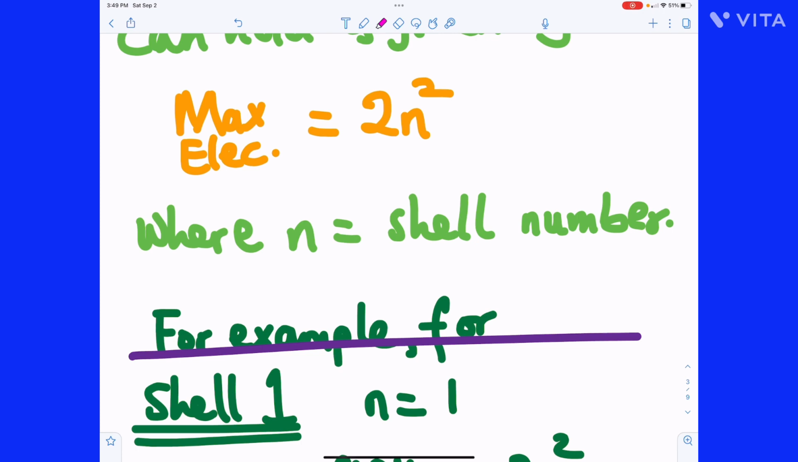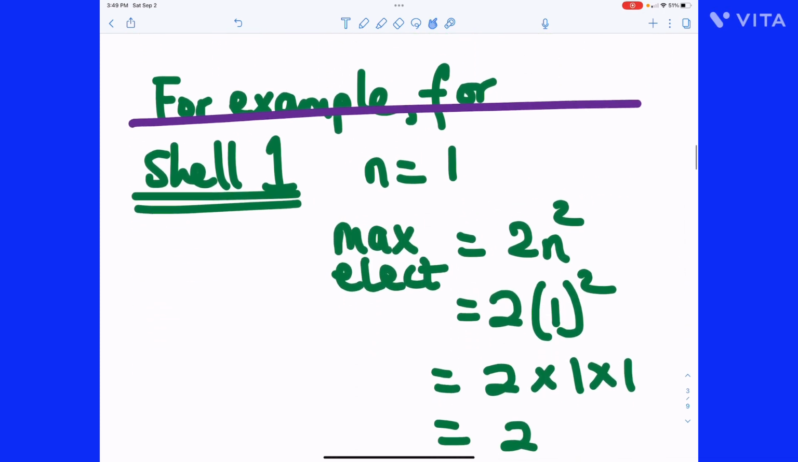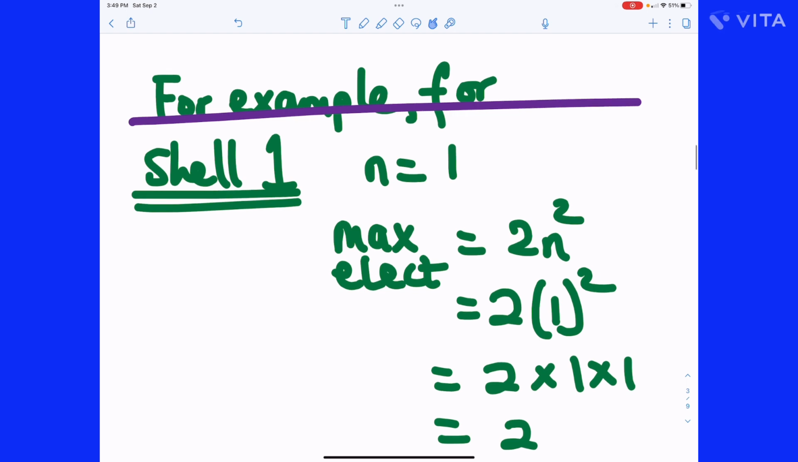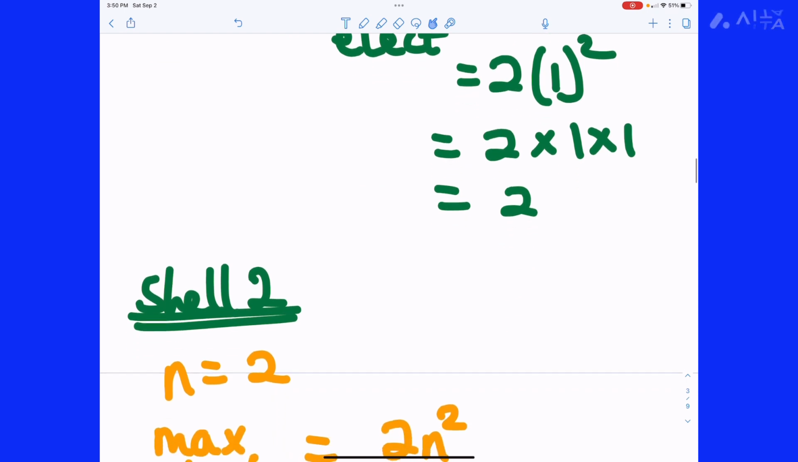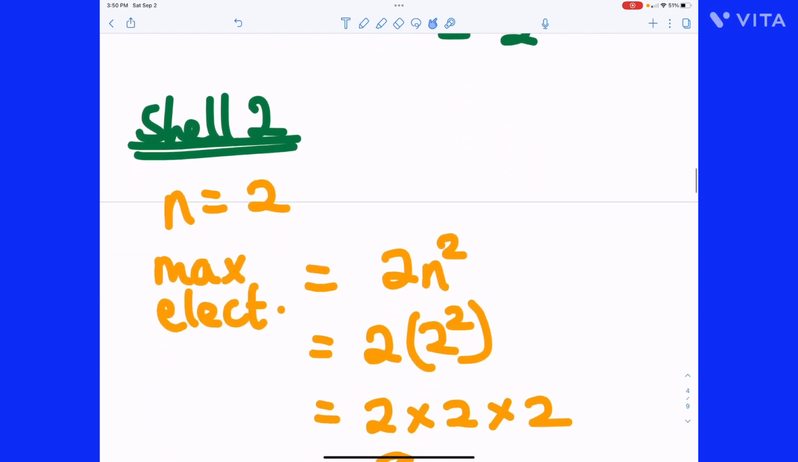For example, shell 1, which is the first shell close to the nucleus of an atom, can hold 2n squared electrons, where n is 1. You just put the shell number in this formula, and you get what? 2 times 1 times 1. 1 squared is 1 times 1. So your answer will be 2 times 1 times 1, and that's what? 2. So the first shell in an atom can only hold 2 electrons maximum.